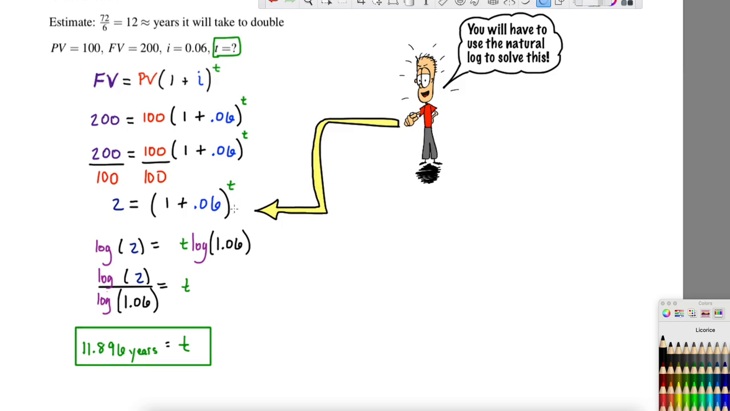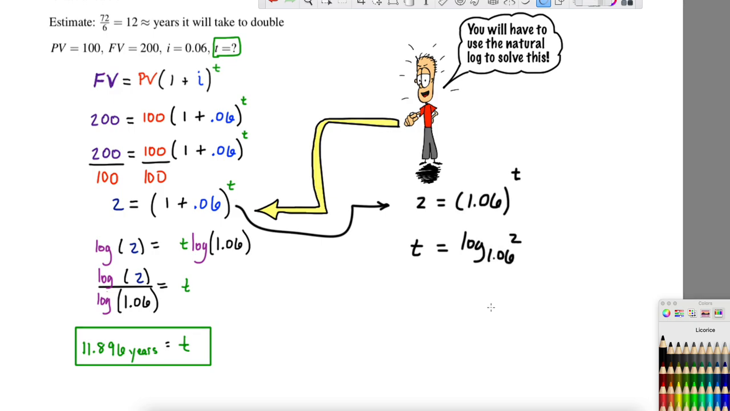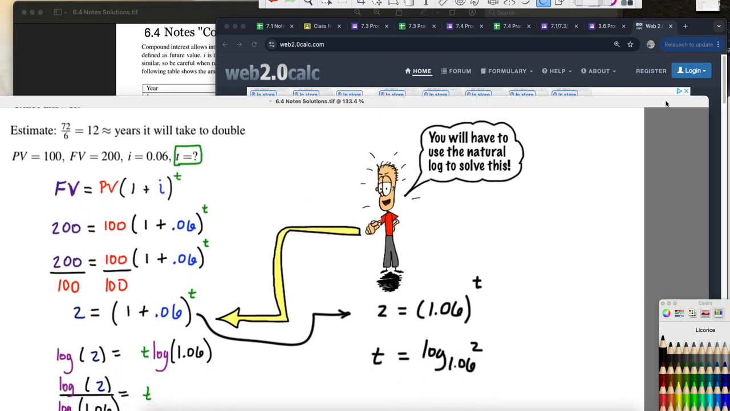So I'm going to pull a little branch over here to the right. Okay, I divide both sides by 100, and you see I get 2 on the left, and then 1 plus 0.06 raised to the t. So I'll pop this over here: 2 on the left equals 1.06 to the t. Let's take this exponential form and write it as a log. So t, my exponent, equals log base 1.06 of 2. And we're going to put that in our calculator.